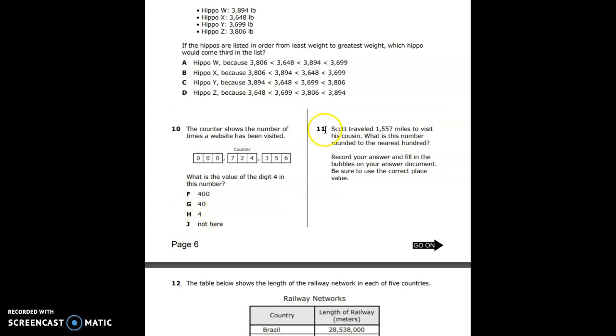Number 11. Scott traveled 1,557 miles to visit his cousin. What is this number rounded to the nearest hundred? Record your answer and fill in the bubbles on your answer document. Be sure to use the correct place value.